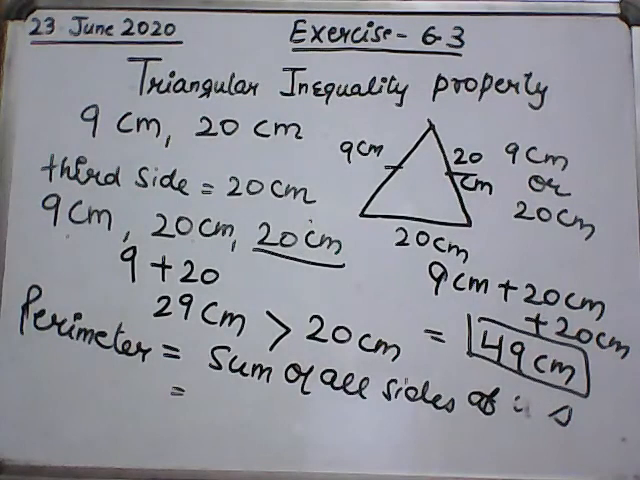In this way, you have to check whether the sides satisfy the triangular inequality property or not. If it satisfies the triangular inequality property, meaning the sum of the lengths of the two shorter sides is greater than the third side, then these sides can form a triangle, otherwise not.